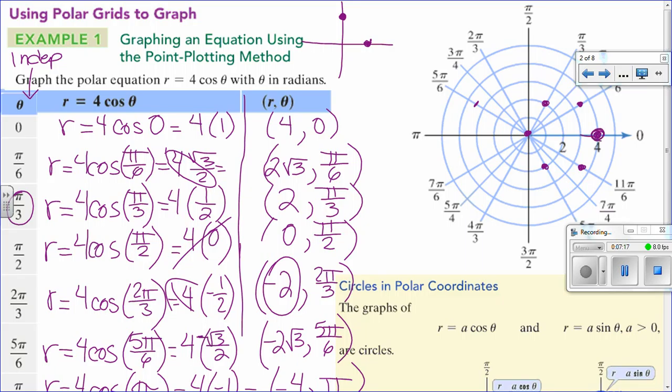All right, now I'm going to connect them, and it looks a little bit weird. It's actually just going to be a circle. And they do have a name. Oh, they're just circles. That's their name. Okay, so this is the end of the video for section 6.3, part 1.